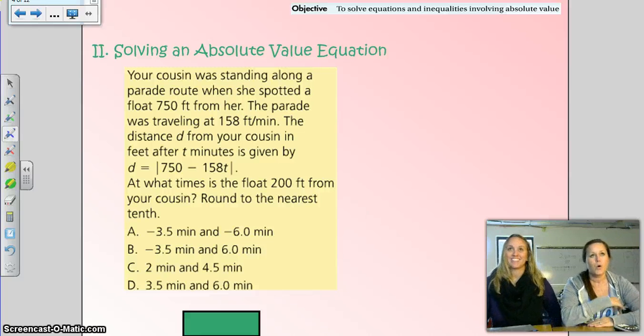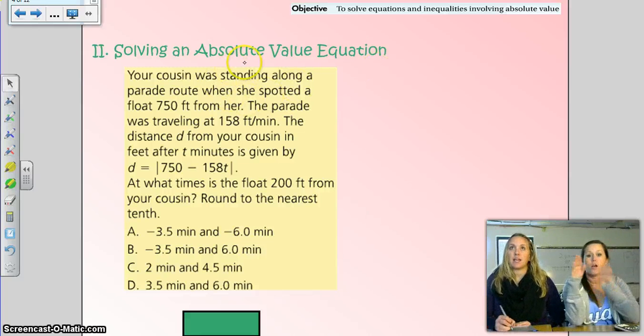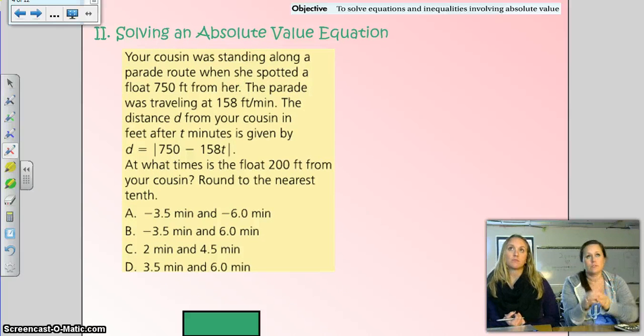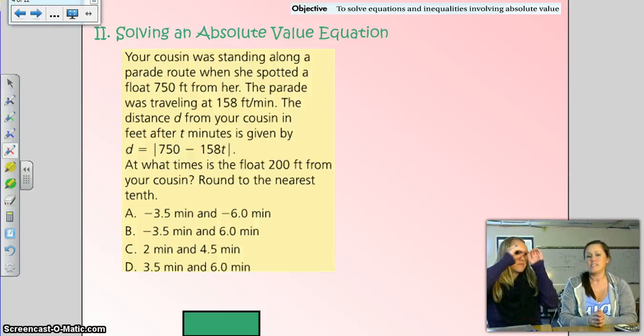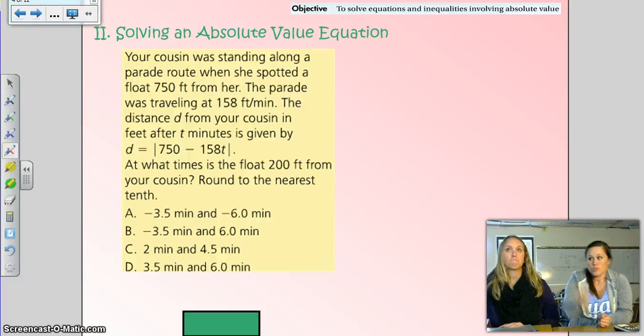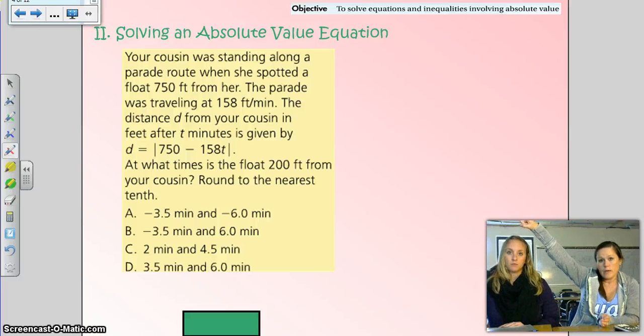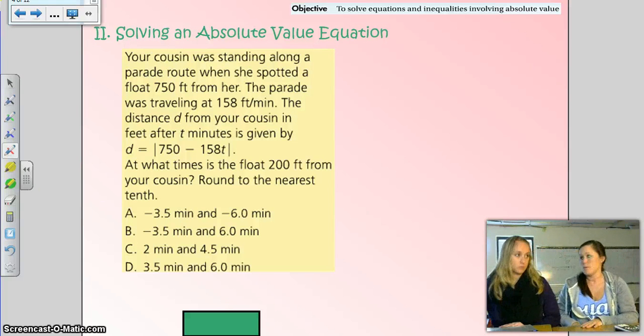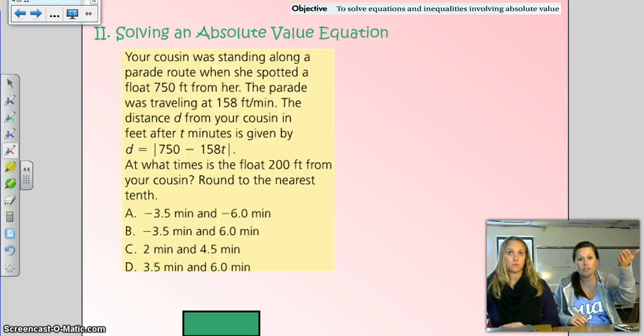Okay. This is a doozy. Let's apply this. You're at Old Settlers Parade, and your cousin is standing there, and she sees a float coming by, and it's 750 feet away from her. Think of your cousin as 0 on the number line. The float is traveling 158 feet per minute. And then they've given us this equation.